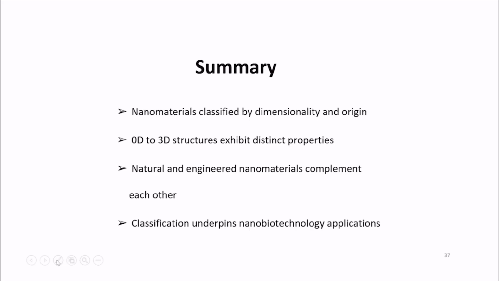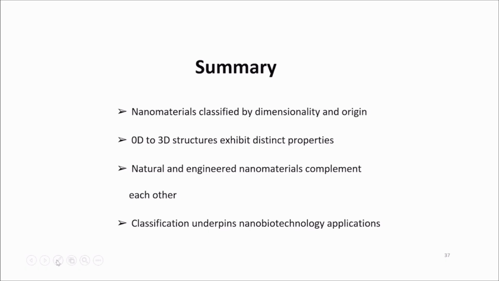Or if mechanical flexibility and high electron mobility are all essential, then two dimensional nanomaterials like graphene become suitable. So I've already told you about this. So classification acts as a decision making tool in research and industry.